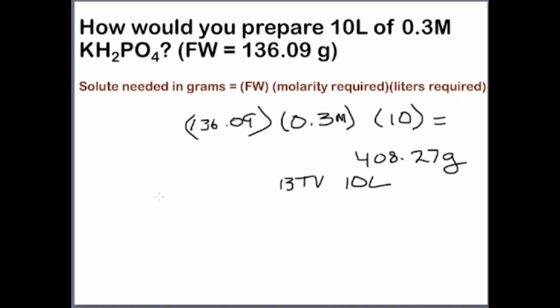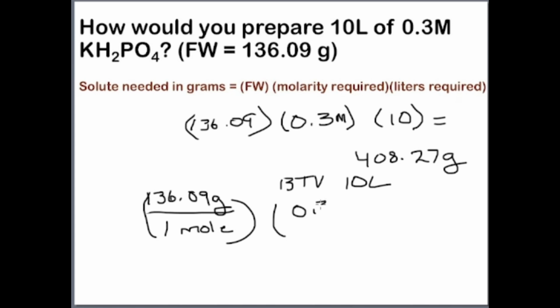Now, just to show you that the units do cancel, let's just for fun, we have the formula weight, which means that there are 136.09 grams in 1 mole. And we want 0.3 moles per liter times 10 liters. And we remember that the units do indeed cancel for us, leaving us with an answer that will be in grams. Okay, so that's the first one.